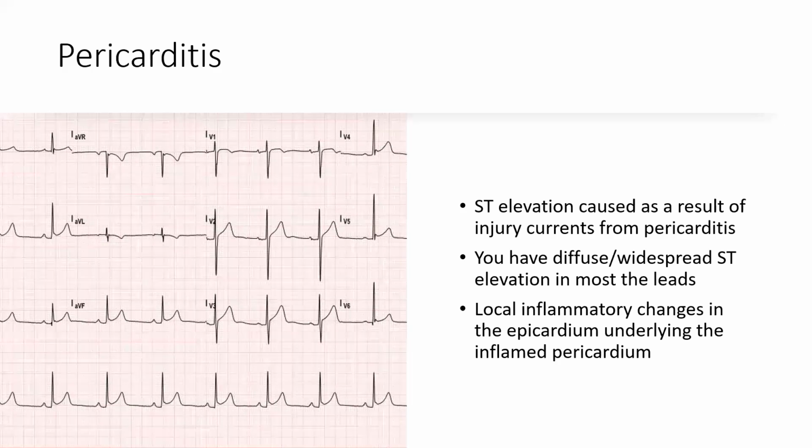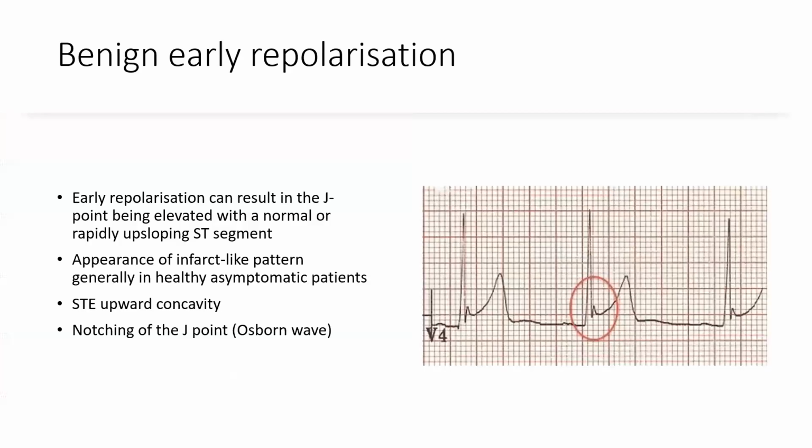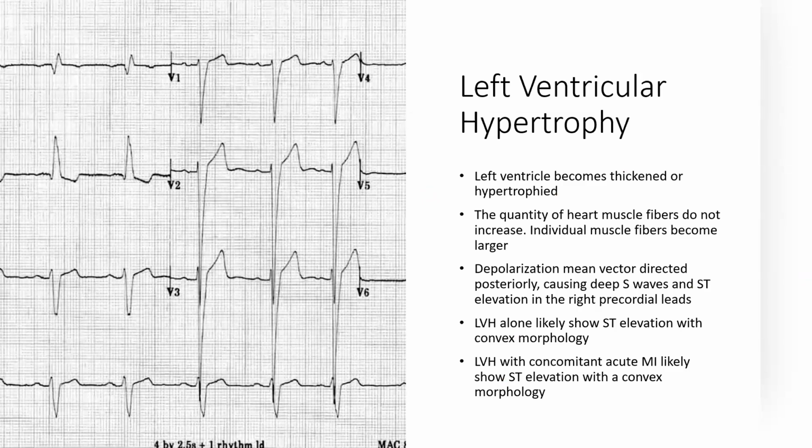So that's your pericarditis here. And then you have your benign early repolarization. A very good one is left bundle branch block and ventricular hypertrophy.